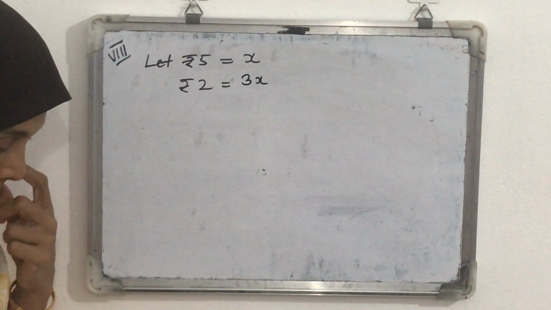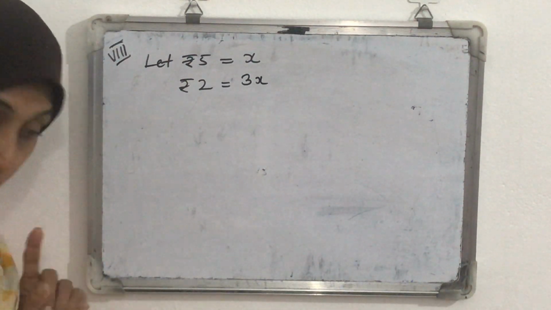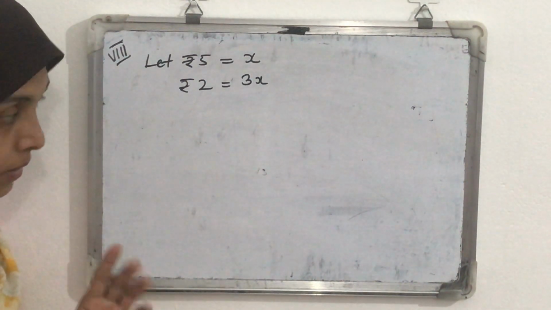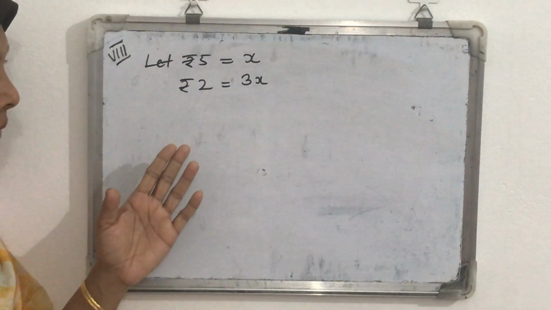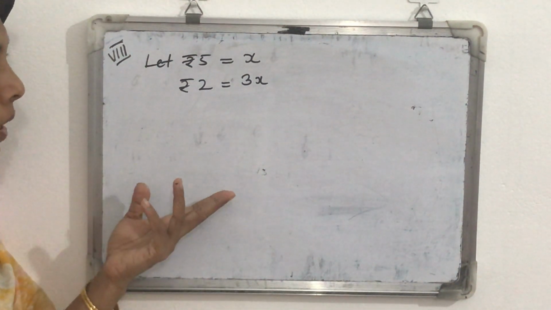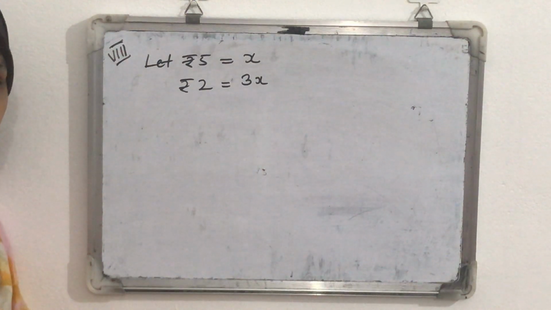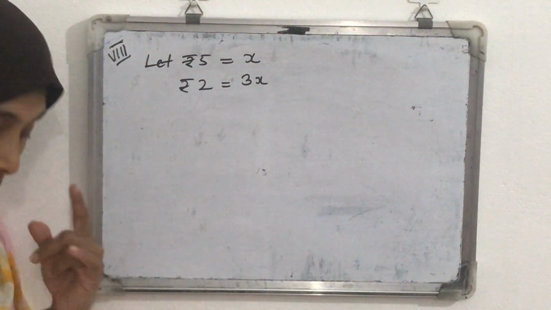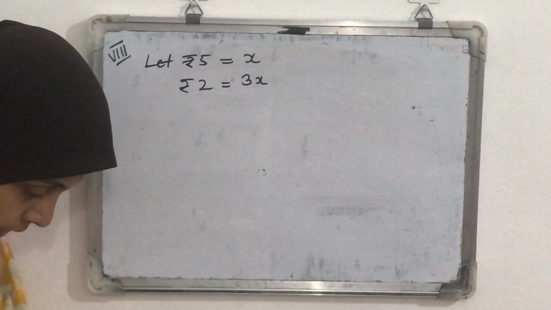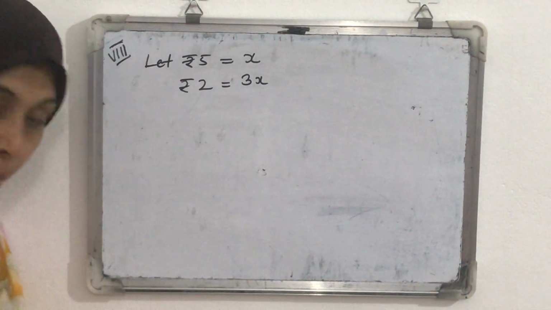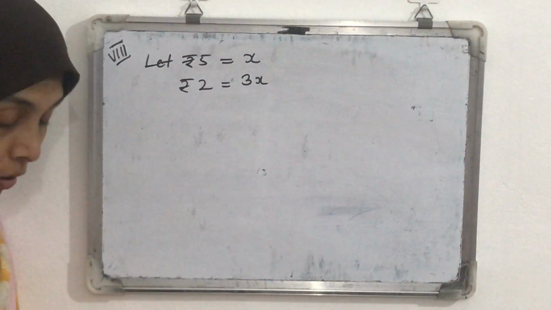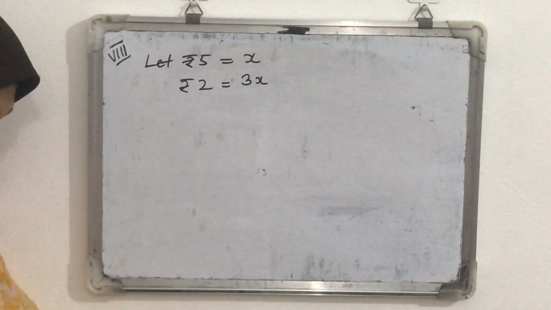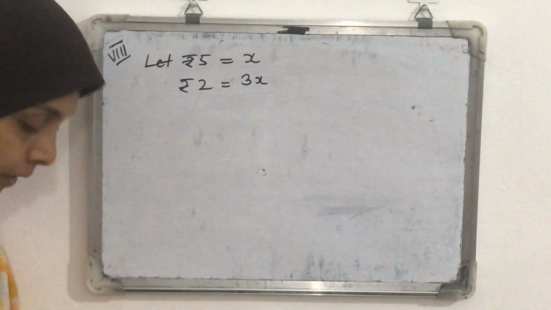Then one more is there, the 1 rupee coin. But its relation is not given, how it is related with the 5 rupee coins and 2 rupee coins. But here, when you read the last part, the total number of coins is given. How many total coins are there? 160 coins are there.